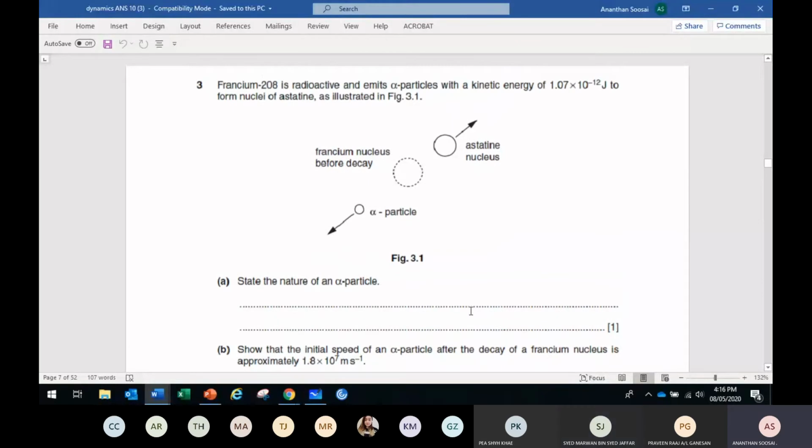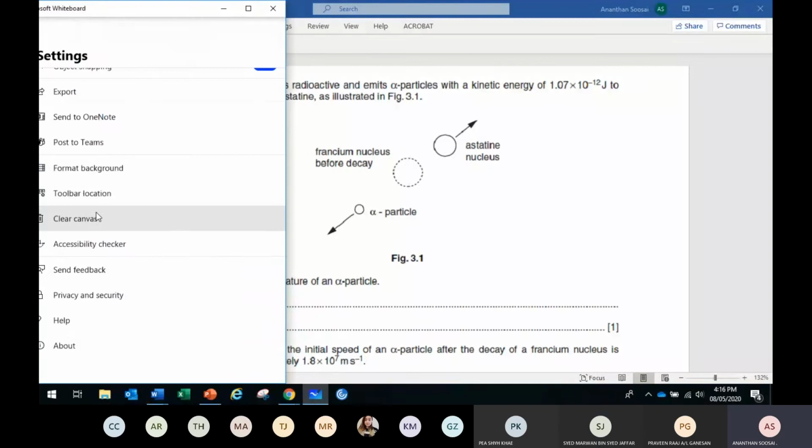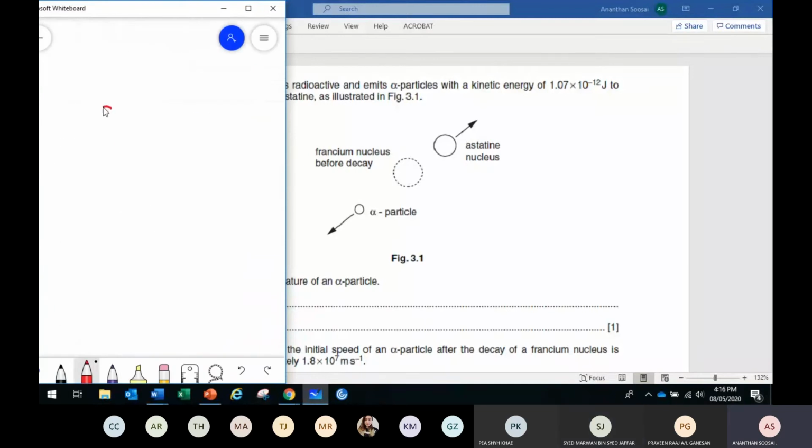Okay, how do you work out this answer? So this is a collision, a type of explosion. Originally it was francium. What is the mass of francium? The nuclear number is 208.